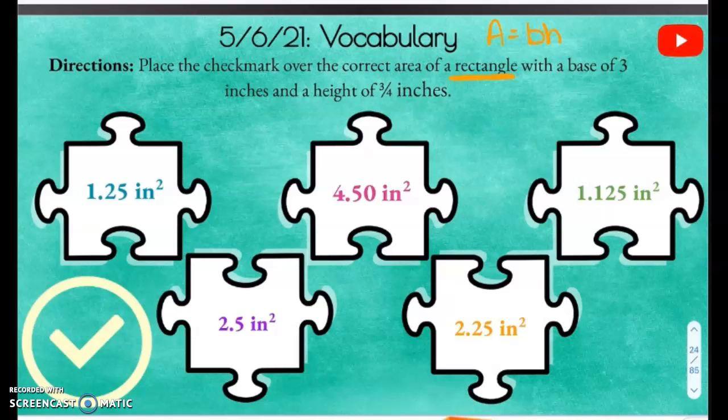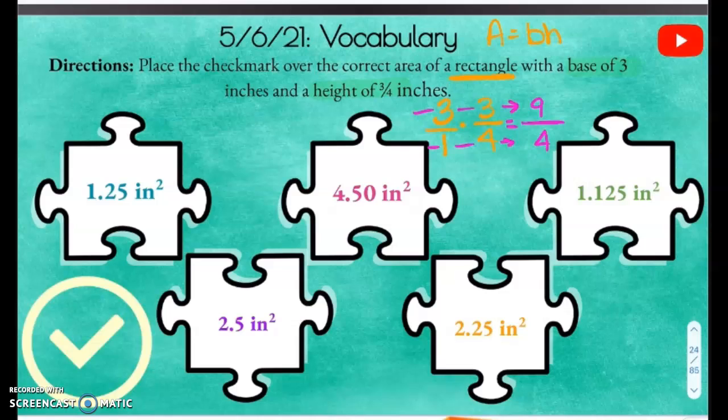So it tells us that we have a base of 3 and a height of 3/4. So we're going to take that 3 and we're going to multiply it by 3/4. We can always put a 1 under the 3 to make that whole number into a fraction. Now what we have to do is multiply straight across. So when you multiply straight across, 3 times 3 is going to be 9. And then 1 times 4 is going to be 4.